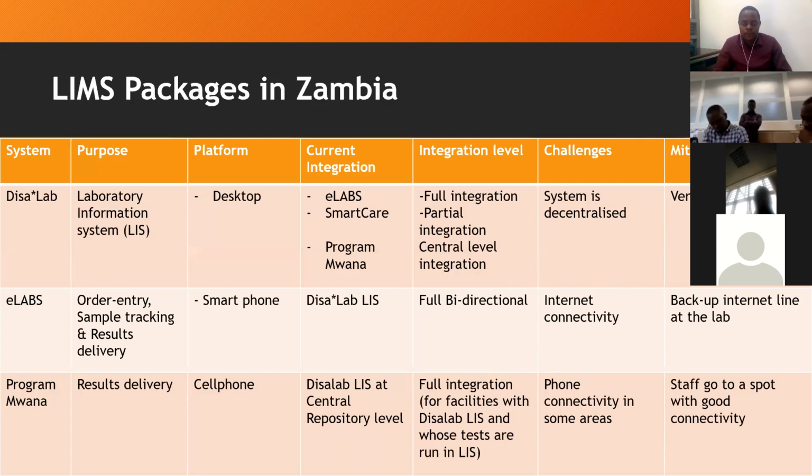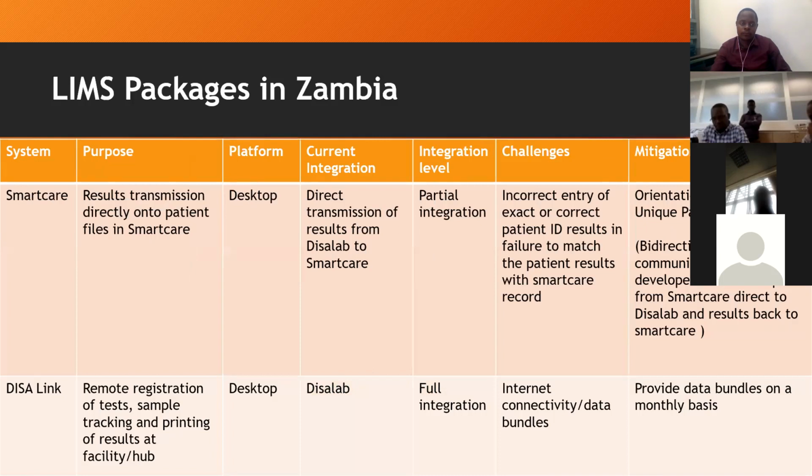It's on a cell phone platform, and this is used to deliver EID results. It is also currently integrated into DISA on a partial and on a full integration level. Its challenge is that some areas have poor connectivity since it's on a cell phone platform, so some areas experience poor network connectivity. However, this is mitigated by the staff going to an area where we have good connectivity, and they're able to access these results. Next slide, please.